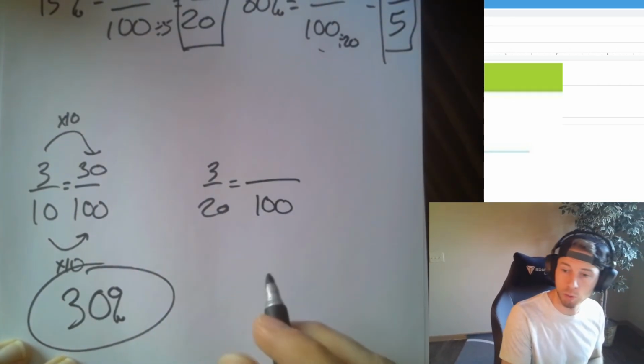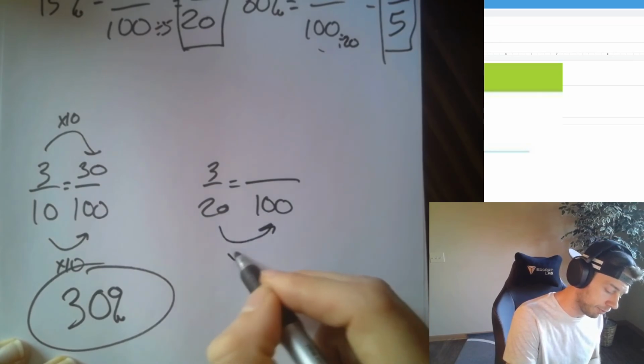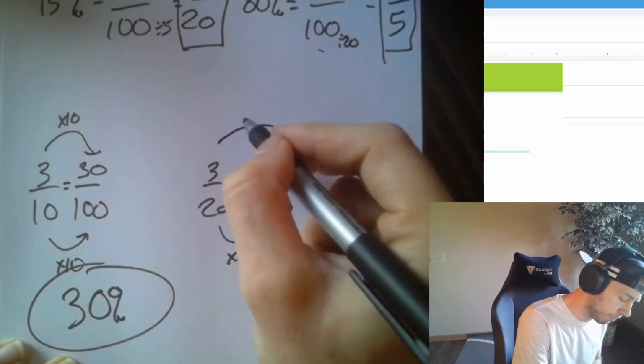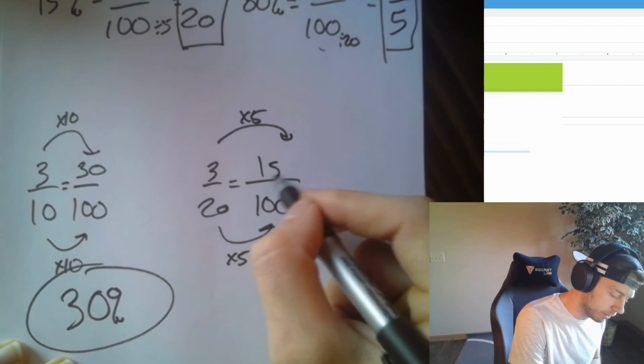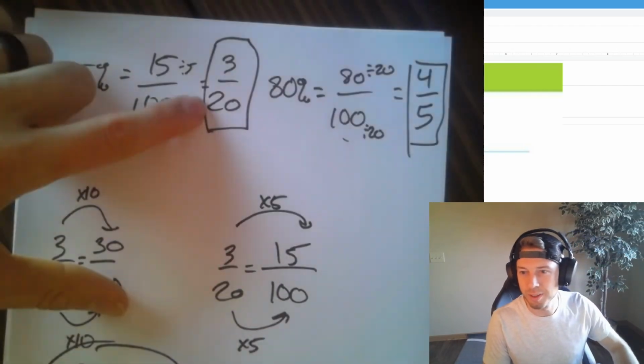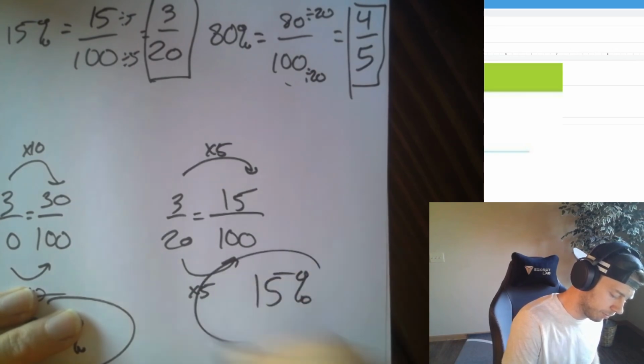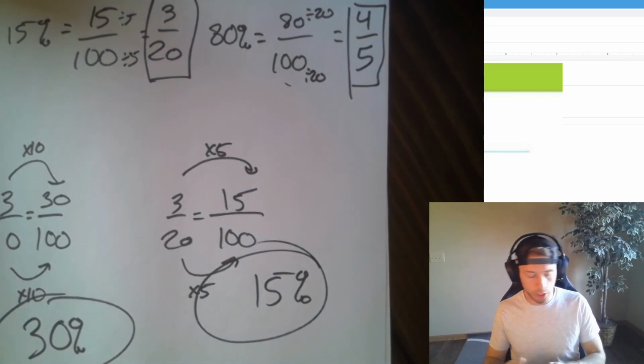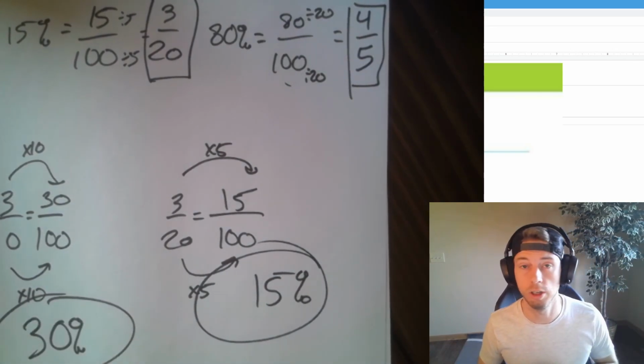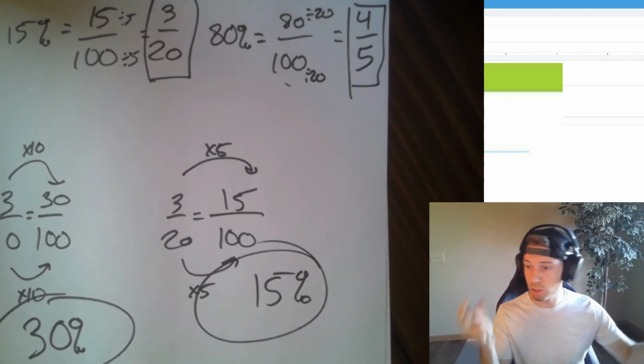Go over here, same thing on this one. Get that denominator to 100. This case takes a little different path, multiplying by 5. And 3 times 5 is 15. That's funny because this was the same one as up here, so we know it's going to be 15%.